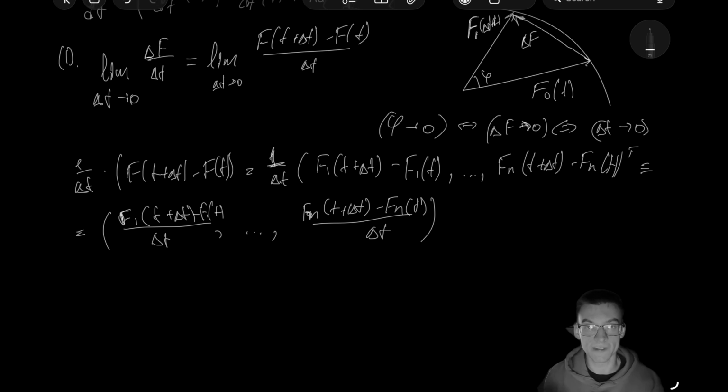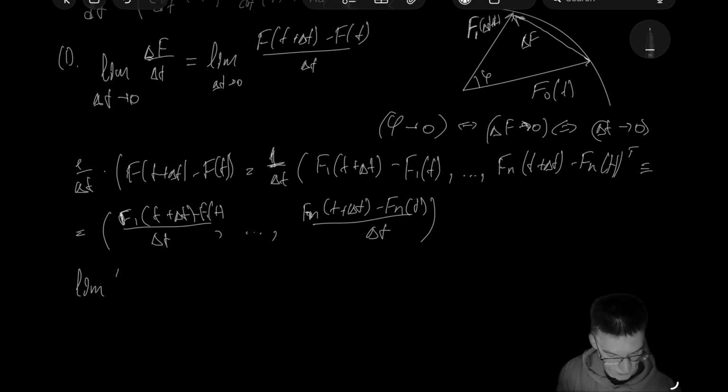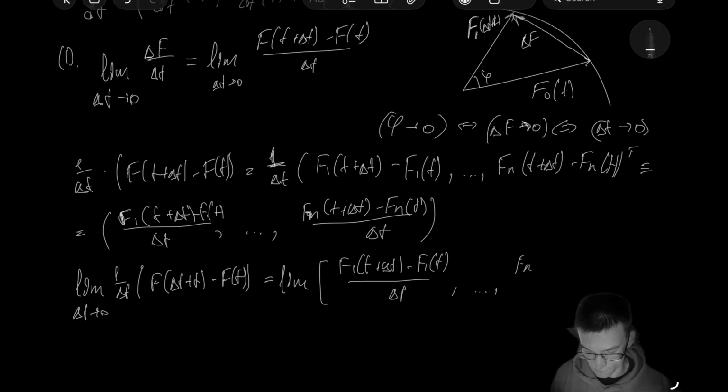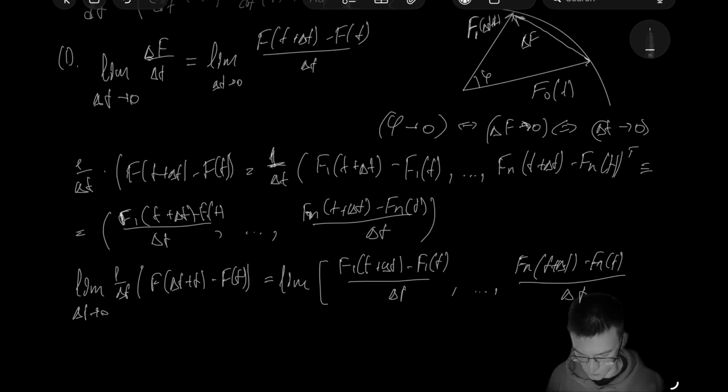Now if we apply the limit to this expression, f of t plus delta t minus f of t over delta t, when delta t approaches 0, this is going to be equal to the limit of the following vector: the limit of f1 of t plus delta t minus f1 of t over delta t, and so on until fn. Again, these are scalar functions. Keep this in mind because it will be important in a second.